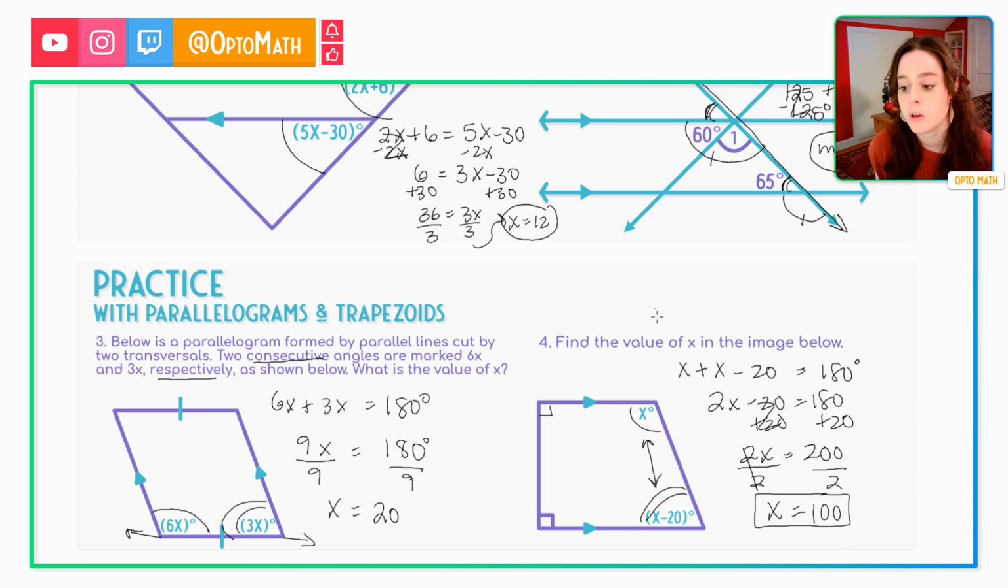Just for fun, I want to make sure we understand what you would do if it asked you for the measure of an angle. Well, if it asked you for this angle, that's just 100 because it's exactly x. And if it asked you for this one, that's going to be 80. You could know that by doing 100 minus 20 by substituting our x value in here. Or you could say, okay, well, these are supplementary. If this one's 100, this one has to be 80 to make up that 180.